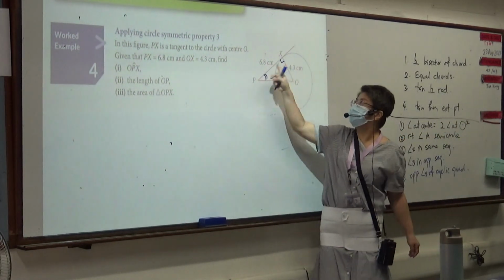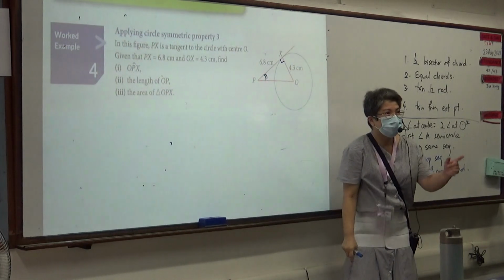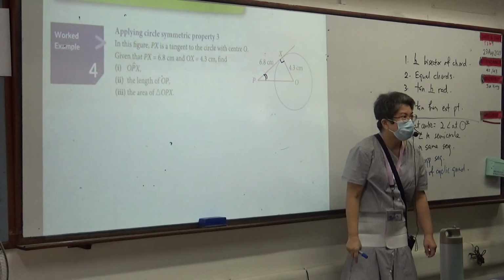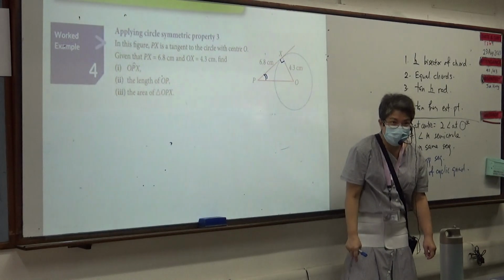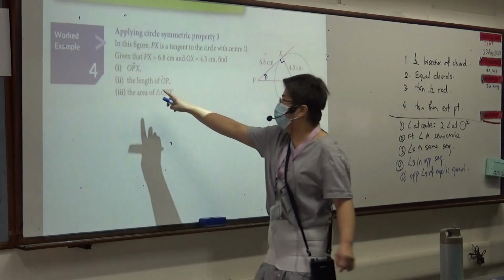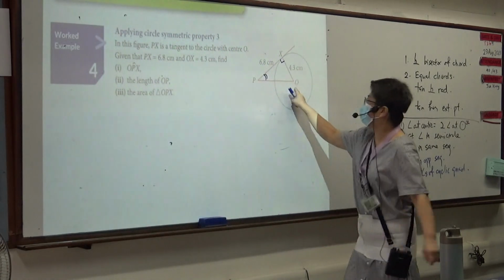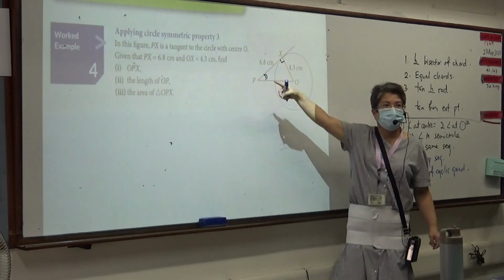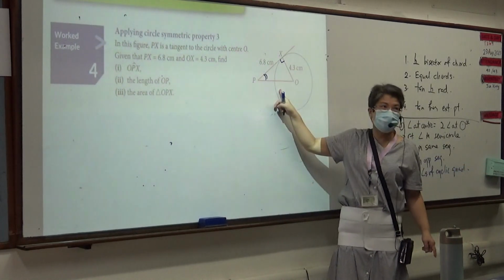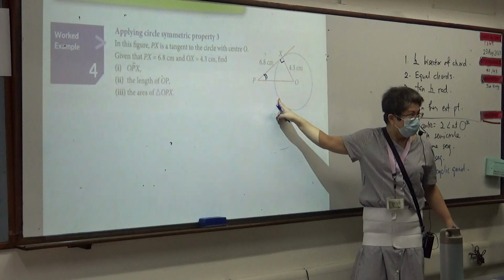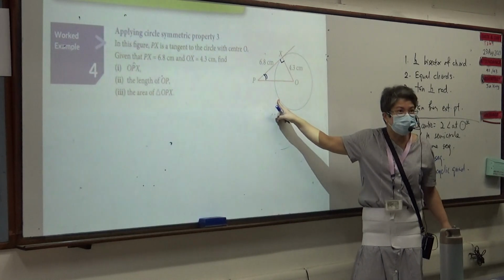I want to find this one. Can you see I use tangent, opposite over adjacent? I can get straight away. Can see it? Yes or no? Opposite over adjacent. Okay? Now, the length of OP, very easy. You use what? Pythagoras theorem. You can get. If you don't want, you can also use sine, cosine. You can also find. Am I right to say that?